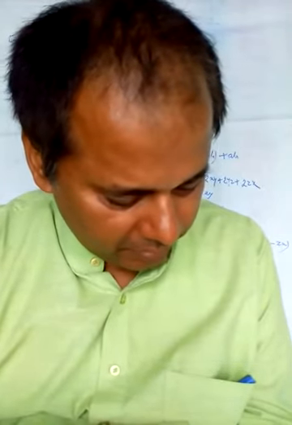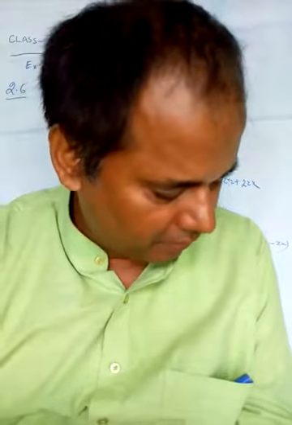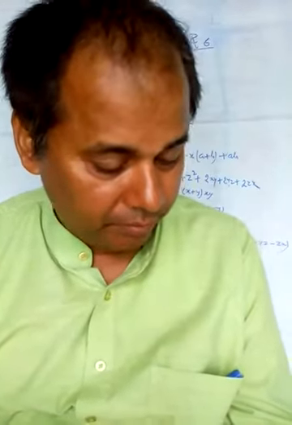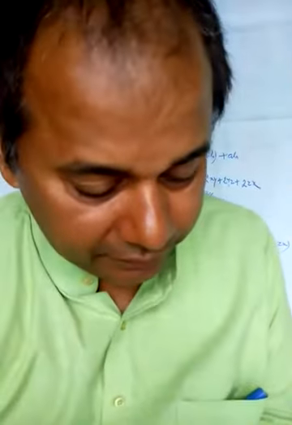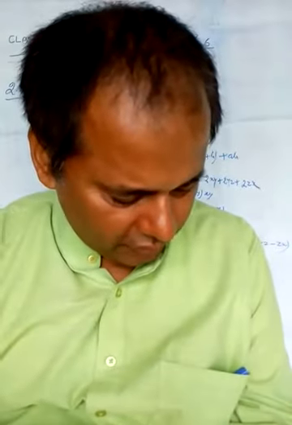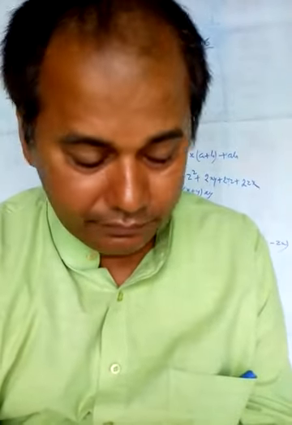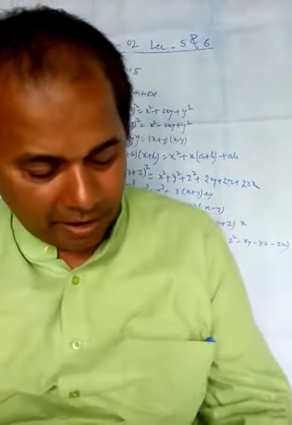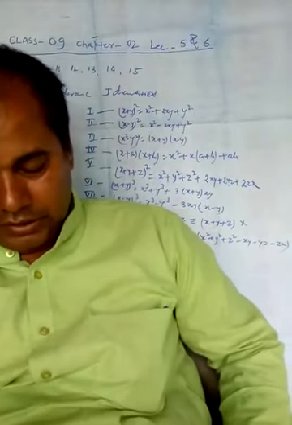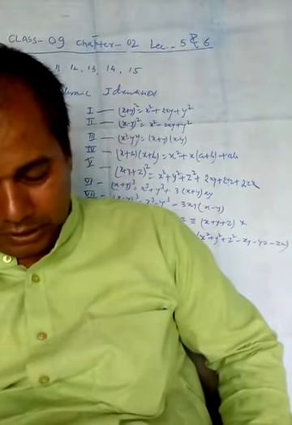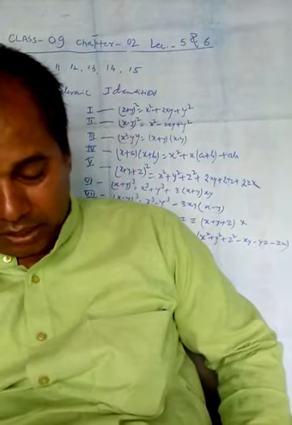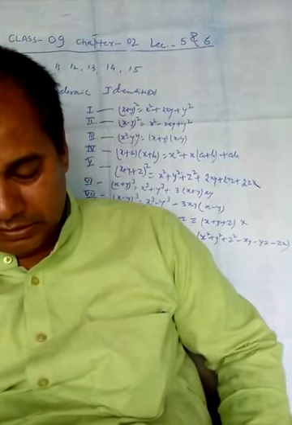For the example above, the use of the splitting method appears more efficient. However, let us consider another example. Example number 14. Factorize y square minus 5y plus 6 by using the factor theorem. Let p(y) is equal to y square minus 5y plus 6.